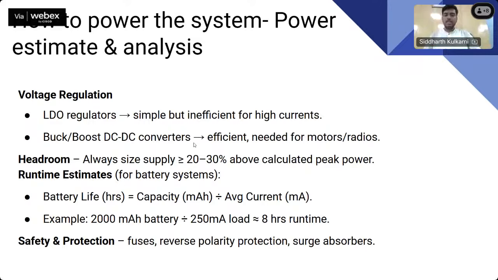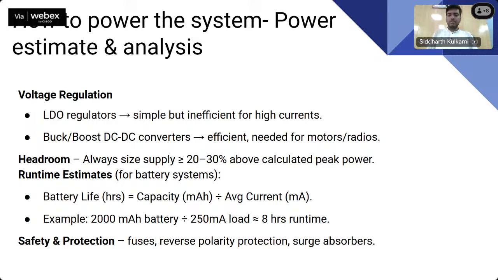So in these cases where you need higher currents at a different level from your power input, then you use buck boost converters. These converters will basically take your input and convert it into a lower voltage level, and then also support higher current draws from them.